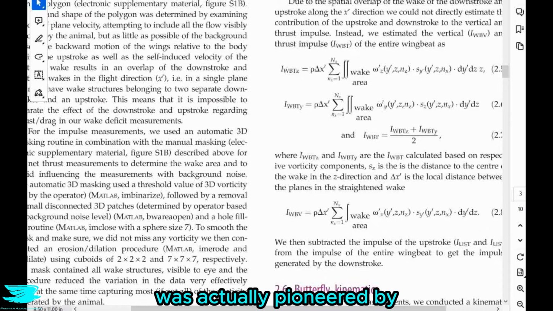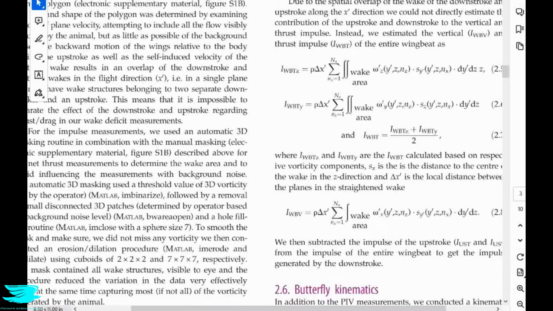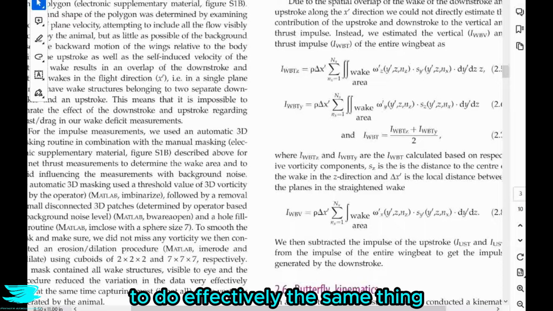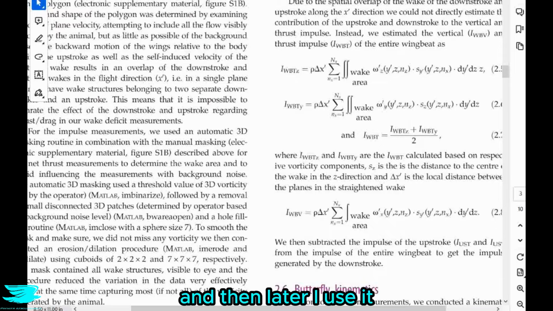So that method was actually pioneered by some researchers at Boeing in the late 80s and early 90s. And this was the method that I actually had to start using for my PhD to do effectively the same thing, but for airplane wings. And then later I used them for other projects as well, that kind of approach.